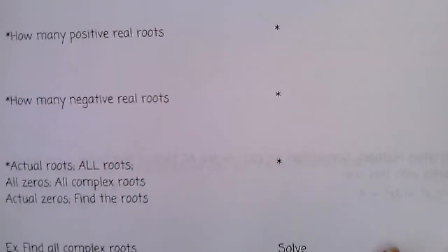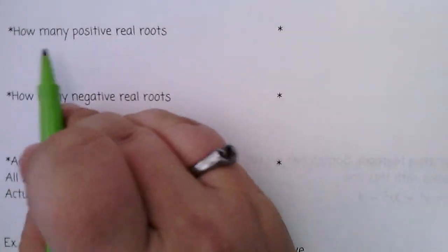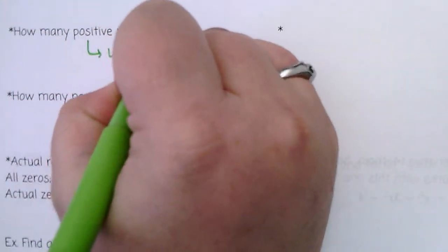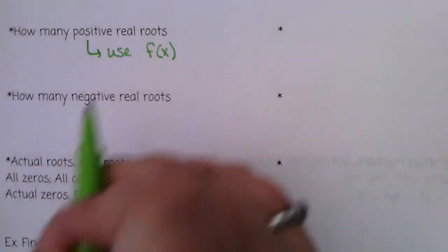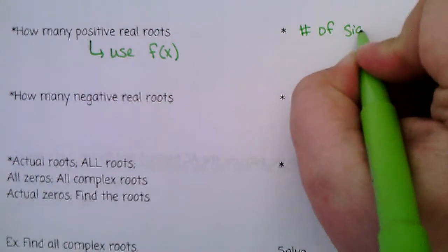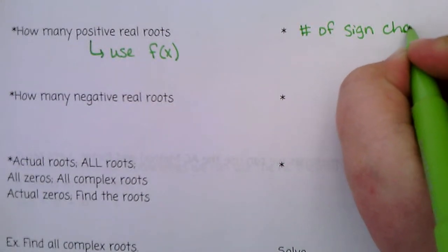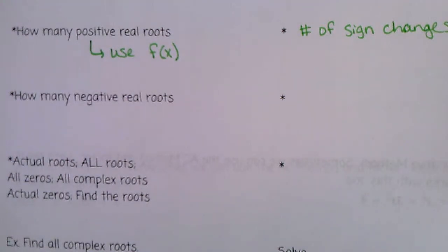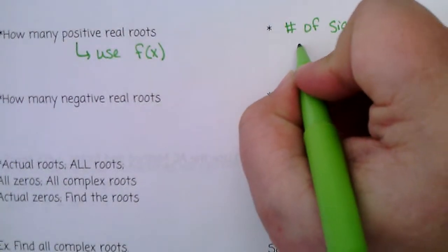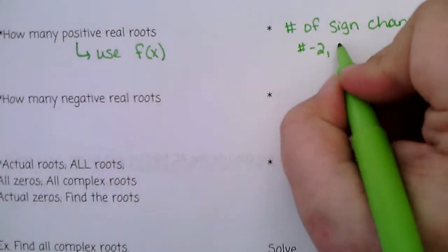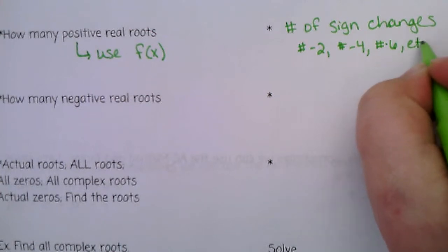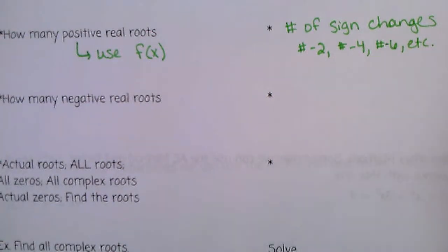Next, how many positive real roots and how many negative real roots? For positive real roots, you are going to use f of x, exactly what the problem says, and the answer is the number of sign changes. So the number of times it goes from plus to minus and backwards. Now remember, it's not just the number of sign changes. You start with the number of sign changes, and then you take that number and subtract 2, and subtract 4, and subtract 6, or anything else until you get to zero or a negative.